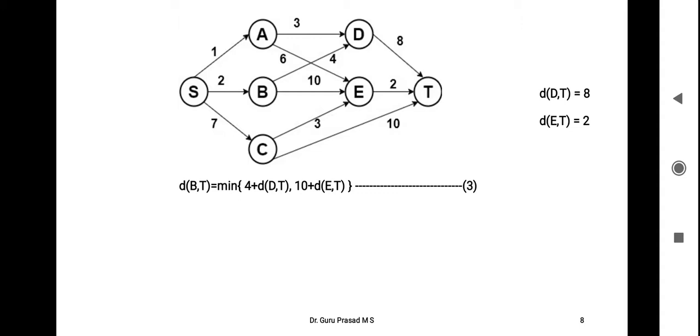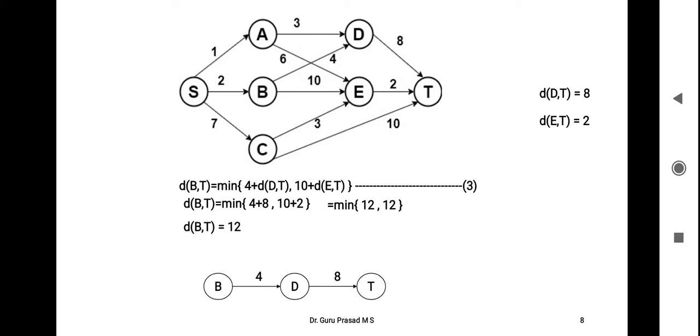Equation 3, d of B comma T equals minimum of 4 plus d of D comma T, 10 plus d of E comma T. Substitute the values in equation 3. D of B comma T equals minimum of 4 plus 8, 10 plus 2, that is minimum of 12, 12. Now both the values are the same. I am considering d of B comma T equal to 12 and the path is B to D, D to T, that is B to D 4 and D to T 8. Or else you can consider the path B to E, E to T, both are the same.